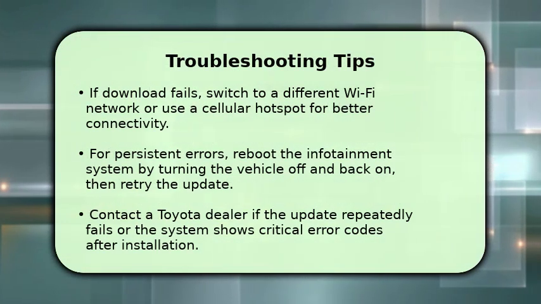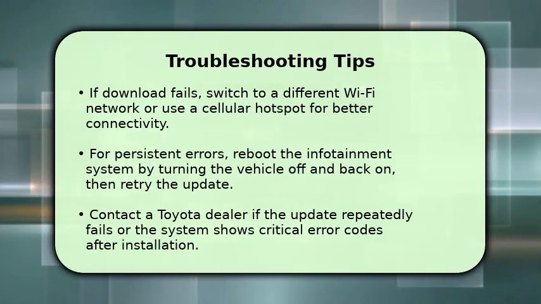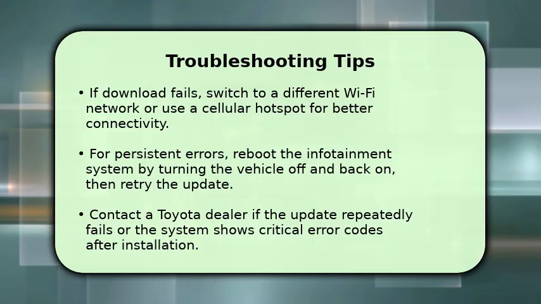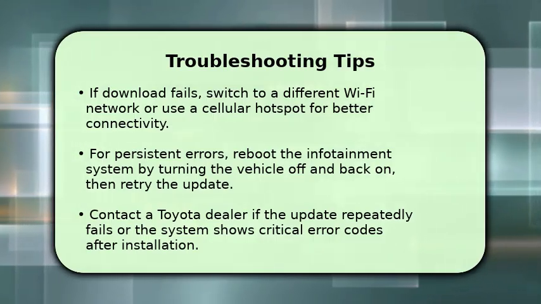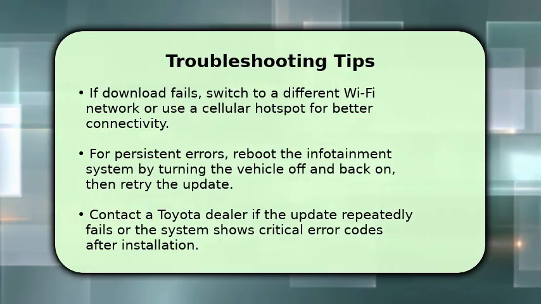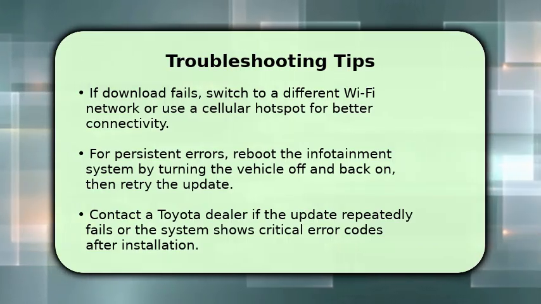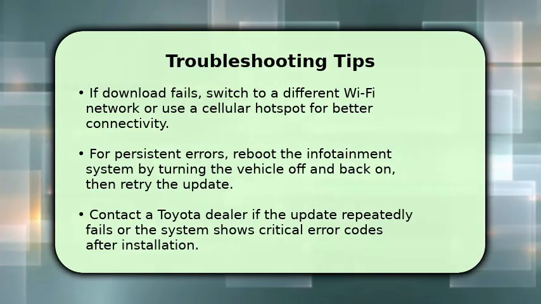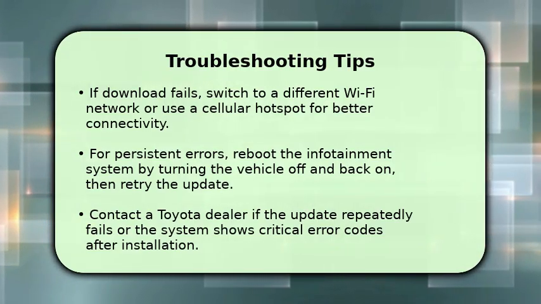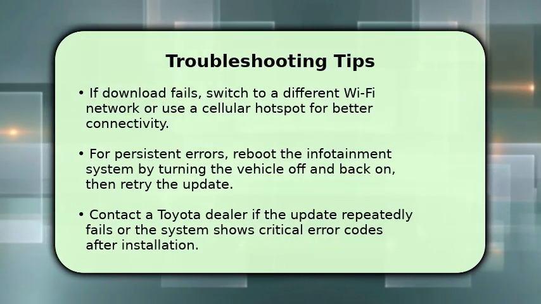If the update stalls, try a stronger Wi-Fi source or use a USB method as a fallback to avoid repeat failures. Rebooting the infotainment by cycling vehicle power often clears transient errors and allows a clean retry of the update process. Keep a record of error messages, and if issues persist or critical warnings appear, contact your local Toyota dealer for assistance so they can apply diagnostic tools and ensure the update completes safely.